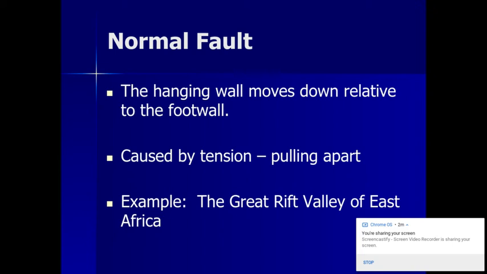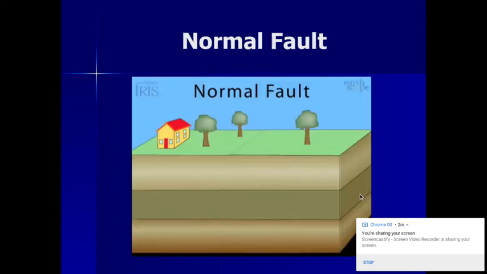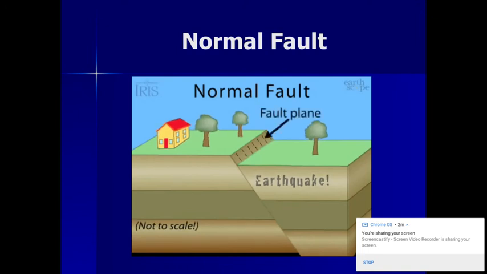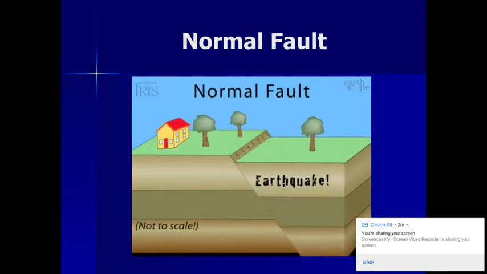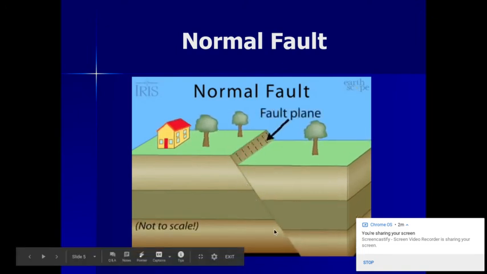And an example of this would be where we have the Great Rift Valley of East Africa that we talked about, where we have divergent plate boundaries moving. Now, like I said, the fault is not the same thing as a plate boundary, but we do have this type of fault where we have rifting occurring. So this is a normal fault, and as you saw, this we call the hanging block. It hangs over the footwall.